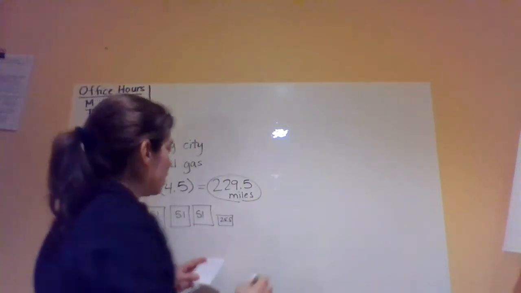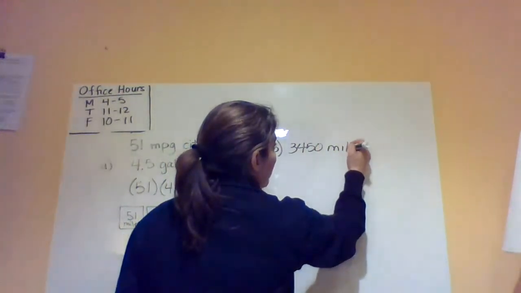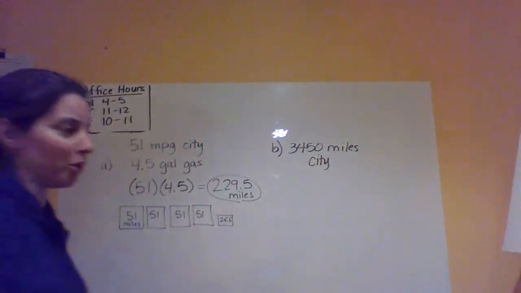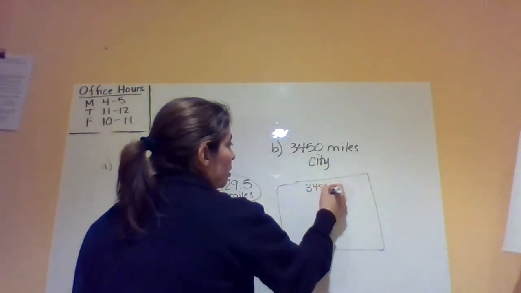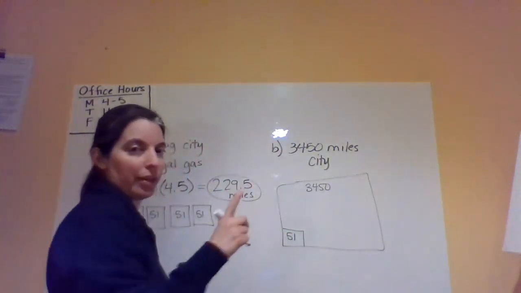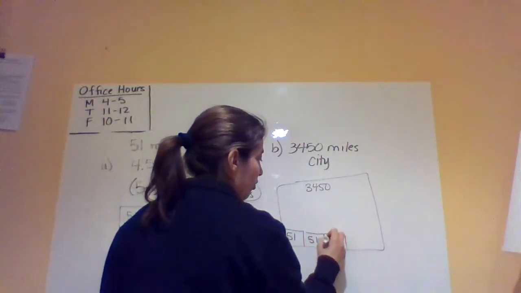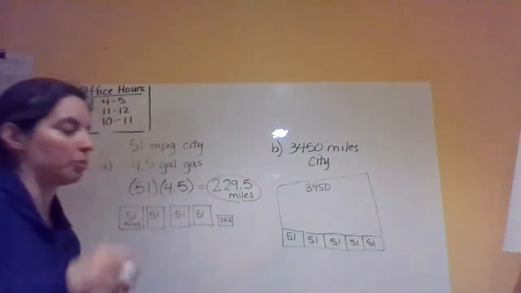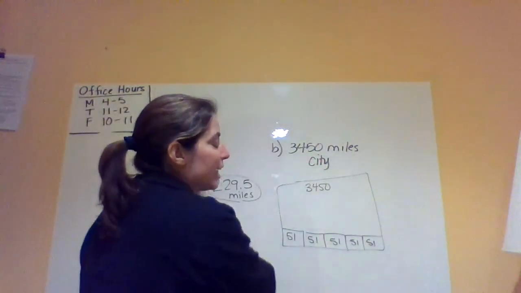Okay. For part B, we want to drive 3,450 miles. And again, we said let's assume it's in the city. So again, if you want to think of a silly little visual here, this box represents all those miles of driving. Well, every time I drive 51 miles, I need 1 gallon of gas, right? So if I could split this up, if I could subtract 51 over and over and over again, or if I could split it up into groups of 51 to see how many groups of 51 I have, because each group of 51 is 1 gallon, if I'm dividing it up like that, that's division.